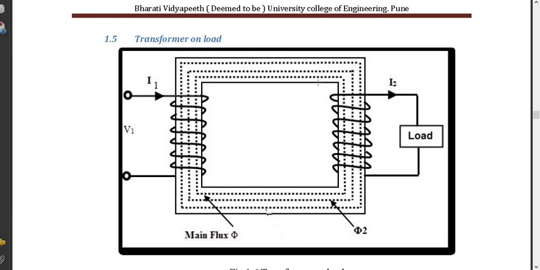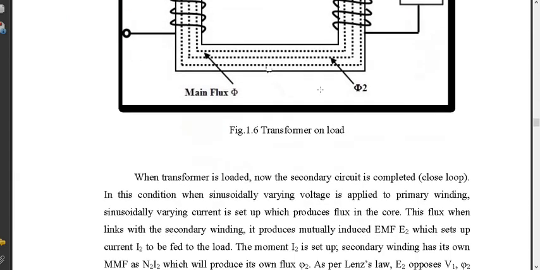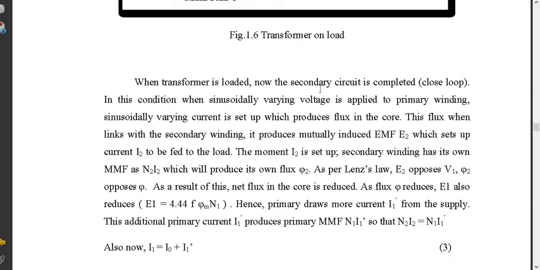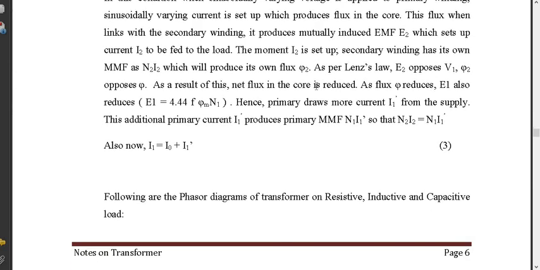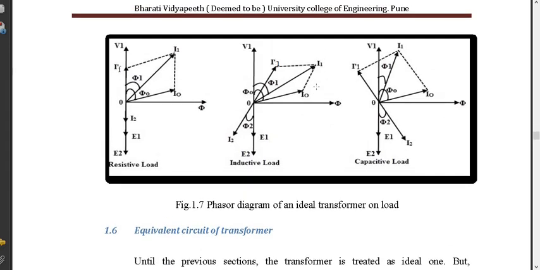So when the transformer is loaded, the current drawn from the primary has two components. One is called the secondary reflected current, and another, as we had already seen, is the no load current I0. So I1 is the phasor sum of I0 plus I1 dash. Okay, you can just see the explanation given over here. Yes. Now let me talk about the phasor diagrams.